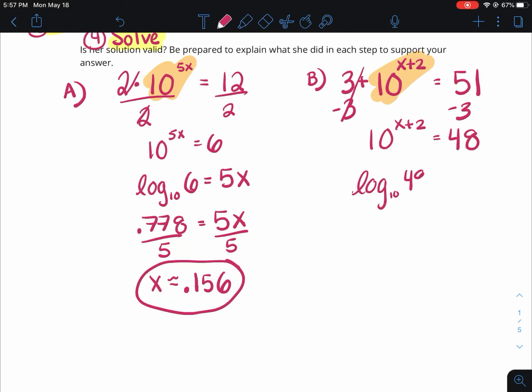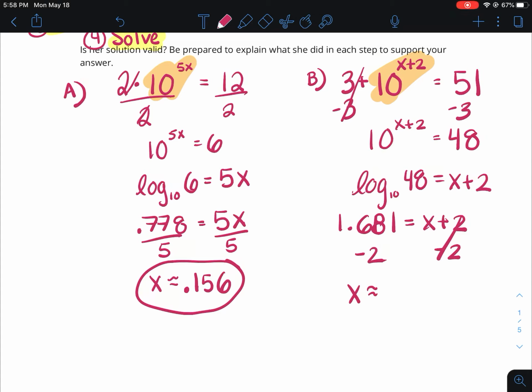Now I can switch forms and I see log base 10 of 48 is equal to x plus 2. Again, log base 10 I can do on my calculator, so I'm going to punch in log of 48. And I get 1.681. I'm going to go out 3 decimal places, and that equals x plus 2. So now my last step is to finish solving by subtracting 2. And my answer, and again I rounded, so I'm going to put approximate, 3.19. So there are 2 examples, and we'll keep doing more.